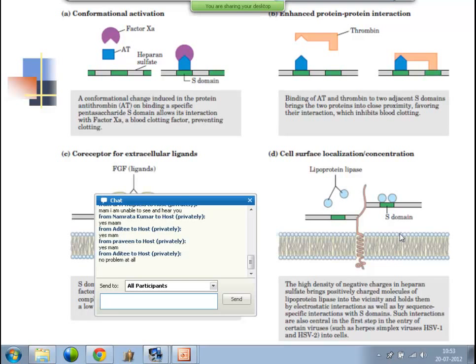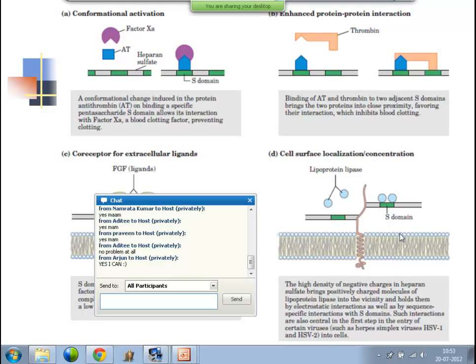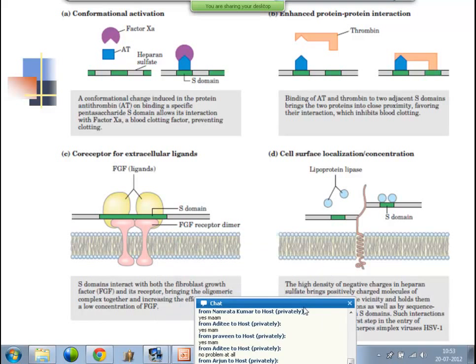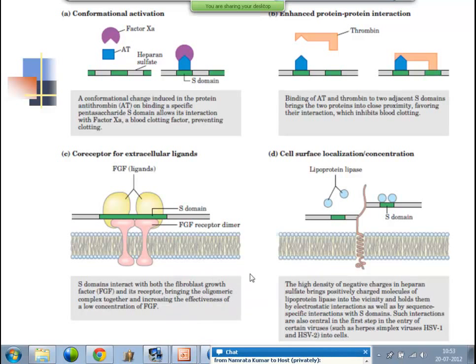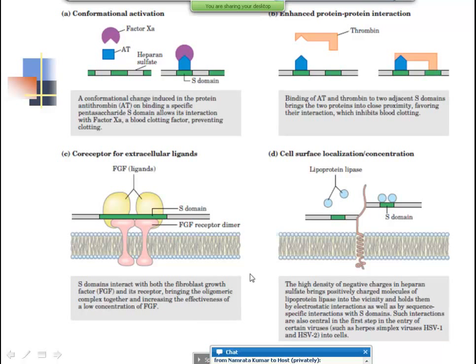We were talking about another way in which it can interact, which is because of the presence of negative charges on its surface. It can bind positively charged molecules like several lipoproteins. This is how the virus particles come and bind to the surface. On the cell surface, they come and bind to the heparan sulfate. There are various ways in which the heparan sulfate moiety of a proteoglycan will help in the interaction of the extracellular proteins to form the ligand receptor complex.